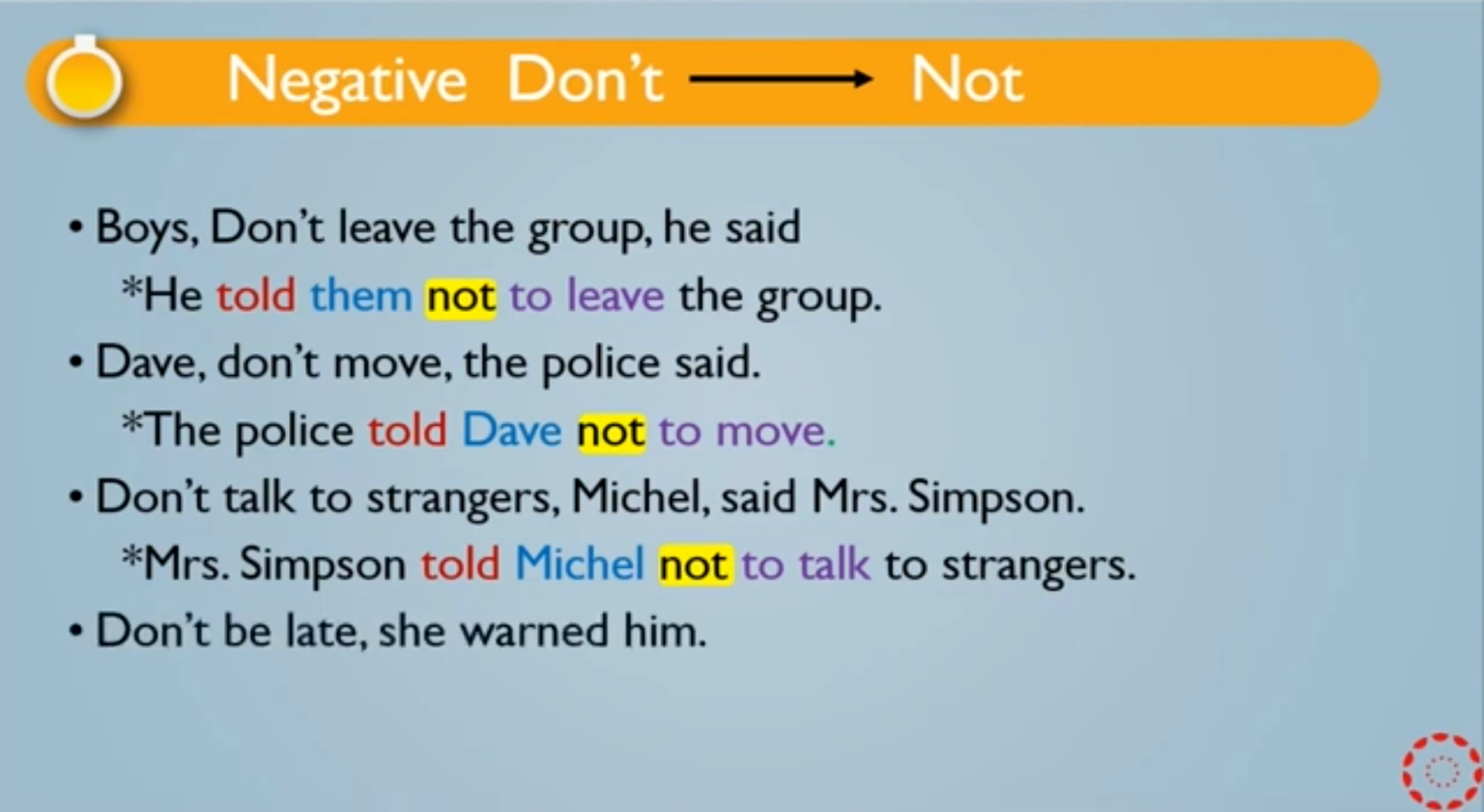Don't be late, she warned him. So also we can use another word, which is warned. So it became she warned him not to be late. Again, we have not here, and after the object we write not.